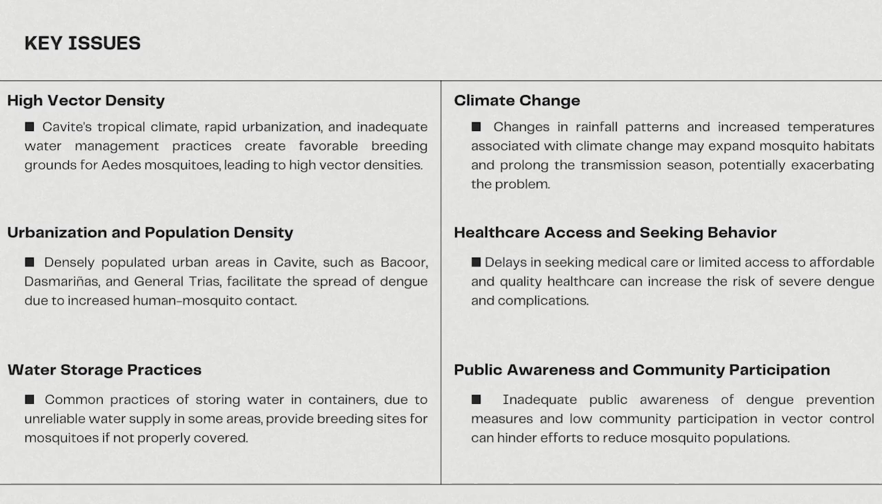For climate change, changes in rainfall patterns and increased temperatures associated with climate change may expand mosquito habitats and prolong the transmission season, potentially exacerbating the problem. Healthcare access and seeking behavior, where delays in seeking medical care or limited access to affordable and quality healthcare can increase the risk of severe dengue and complications. Lastly, public awareness and community participation, where inadequate public awareness of dengue prevention measures and low community participation in vector control can hinder efforts to reduce the mosquito population.